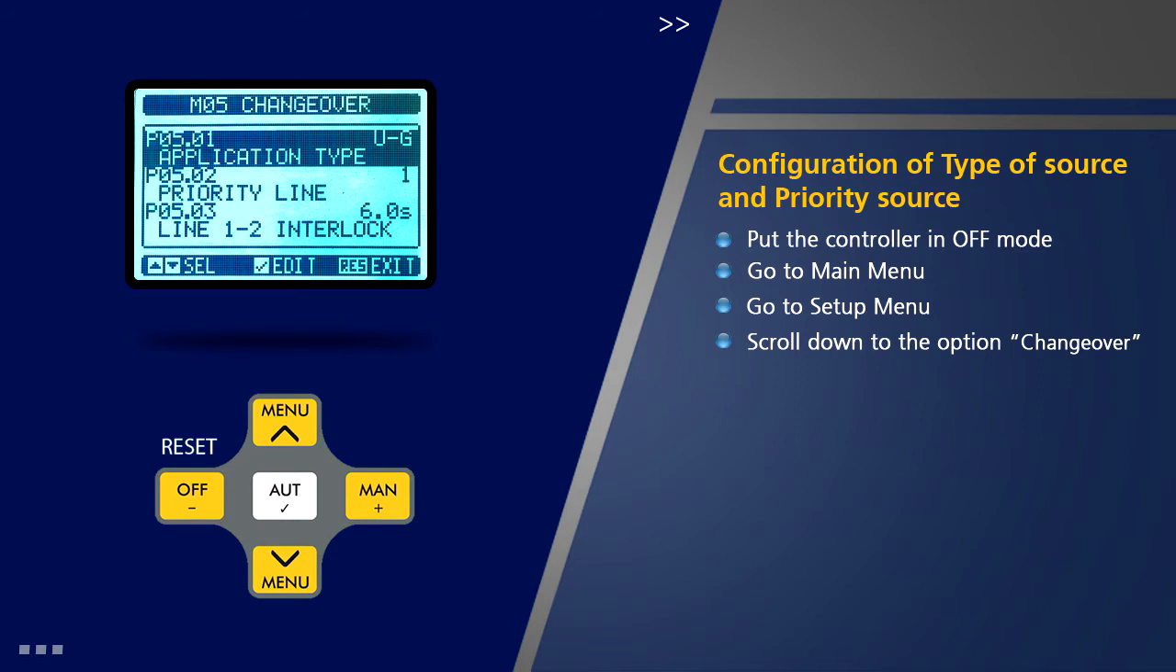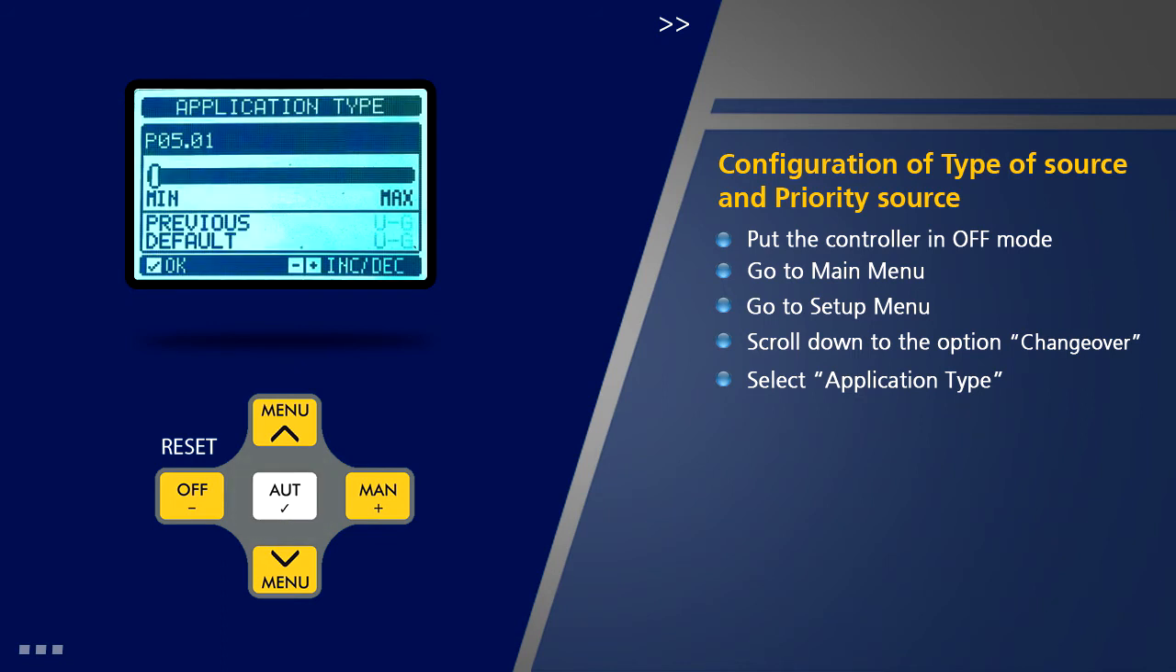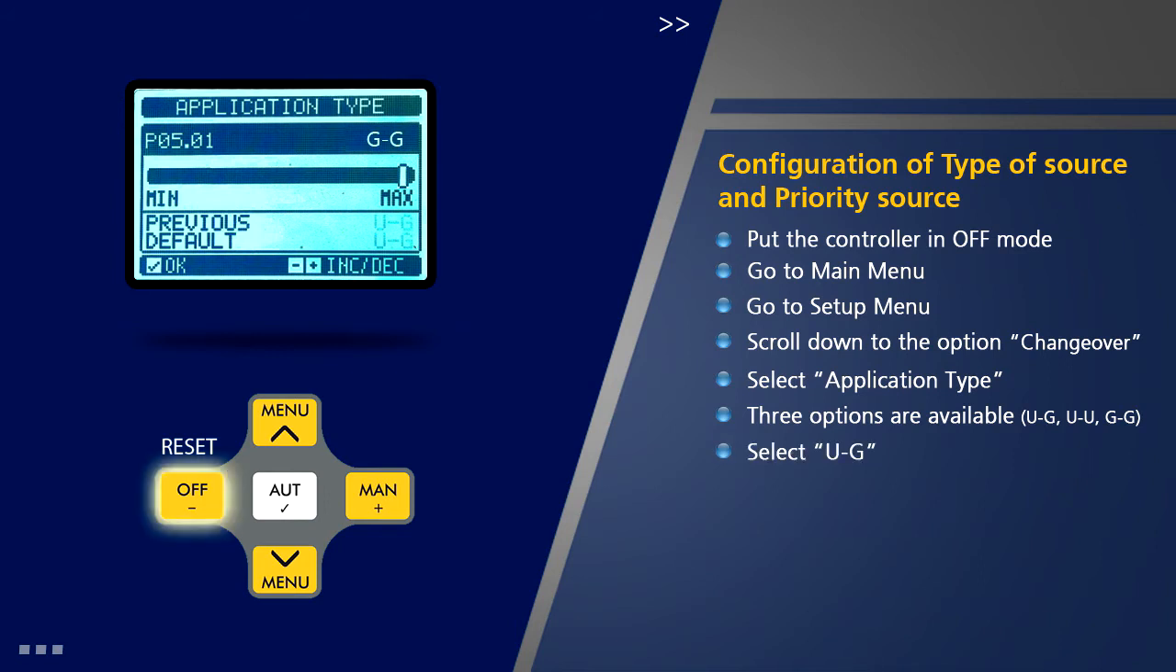Now Changeover page will appear. Select the parameter Application Type and press OK. 3 options are available on this page, which are UG, that is Utility Generator, UU, that is Utility, and GG, that is Generator. Select an option, for example UG, and press OK.